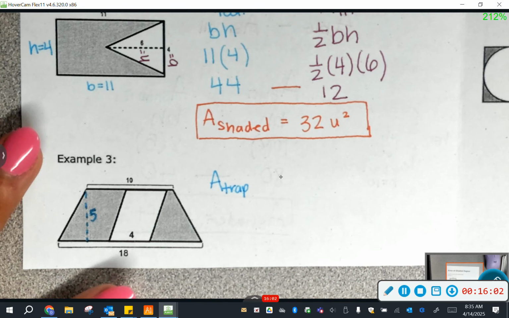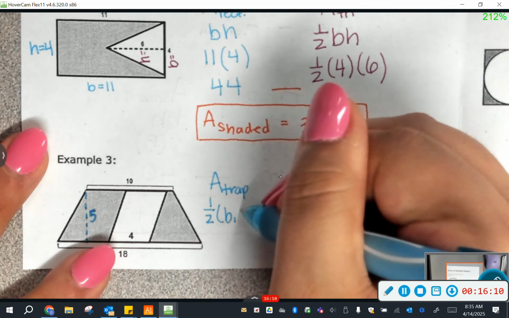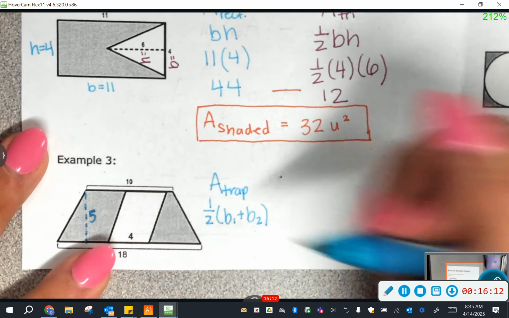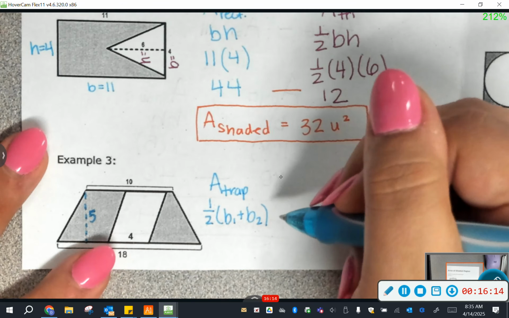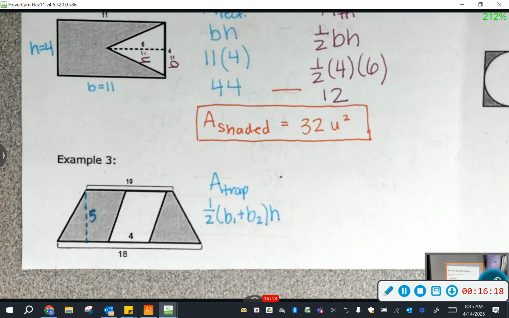What is the formula for the area of a trapezoid? 1/2. Good job, Mariah. Times the height. And if you are looking at everybody like, what? I don't know that. You don't have to. Get out your notes. You have them. On the test, I'm giving you these formulas. You can't use your notes, but I will give you this formula.